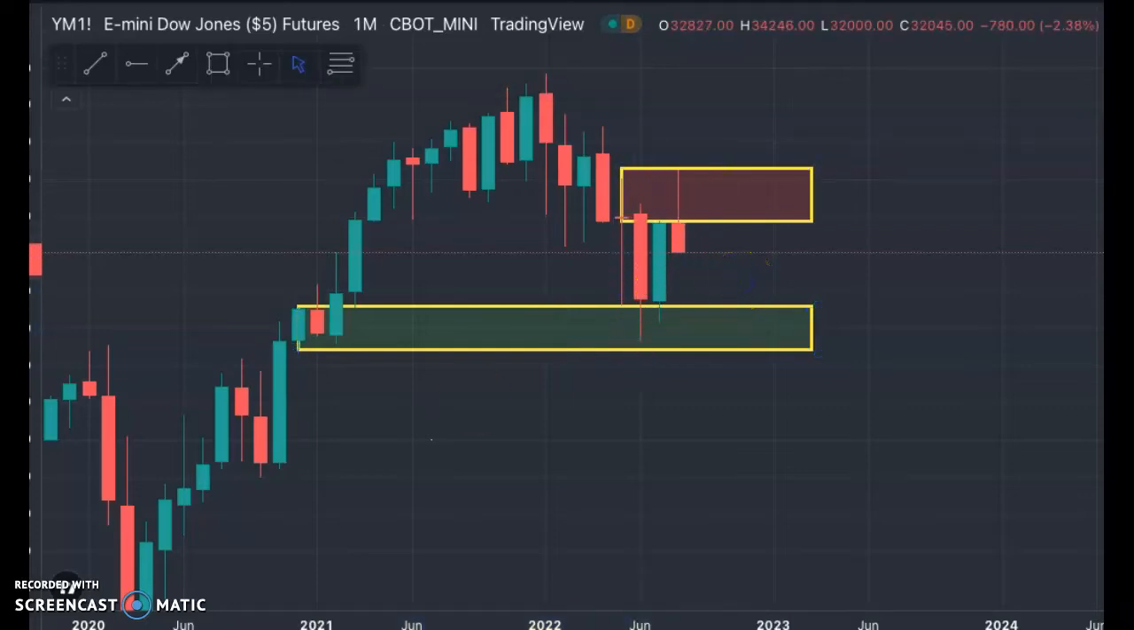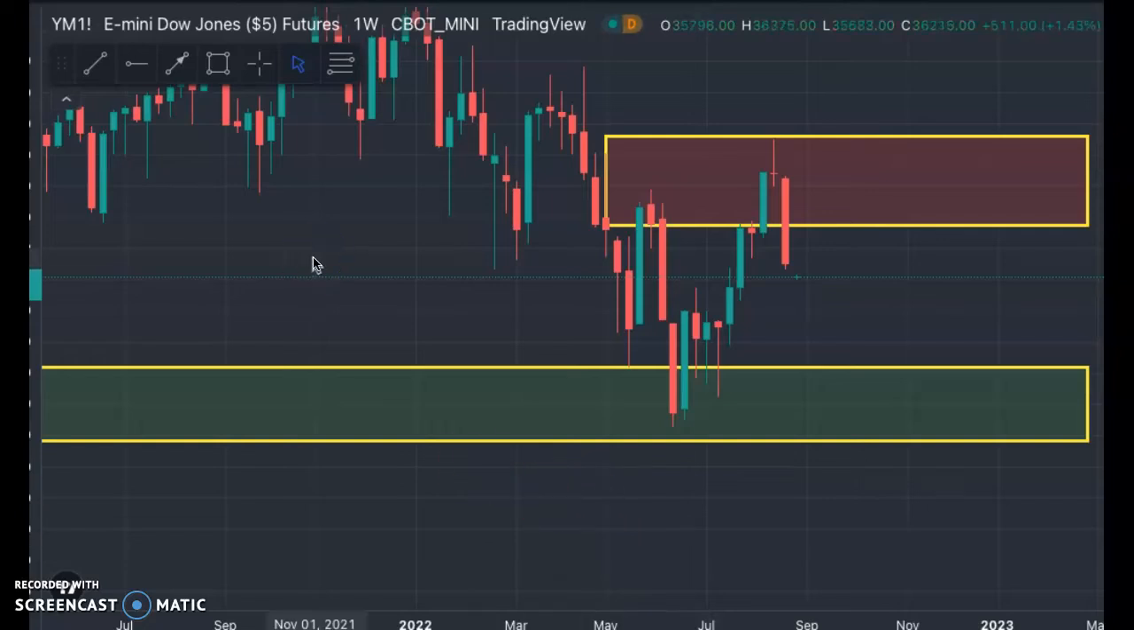Get ready for the weekly. All right, so this is my weekly chart. And by the way, keep in mind, today is Sunday. That means the futures market is open now. The futures market is open from 6 p.m. on Sunday until 5 p.m. on Friday. So right now, the futures market is open.